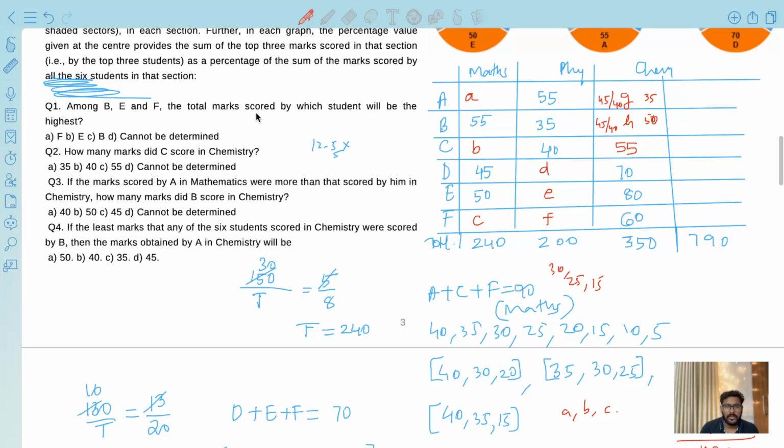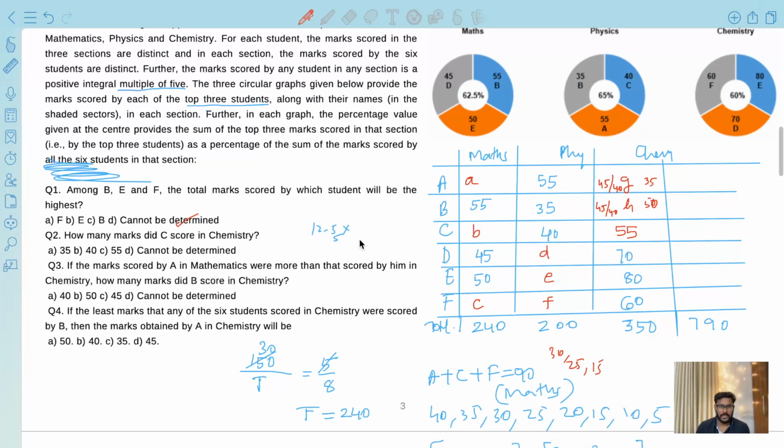Among B, E, F, the total marks scored by which student will be the highest? Which cannot be determined. How many marks did C score in chemistry? C scored 55 in chemistry. That we can determine.